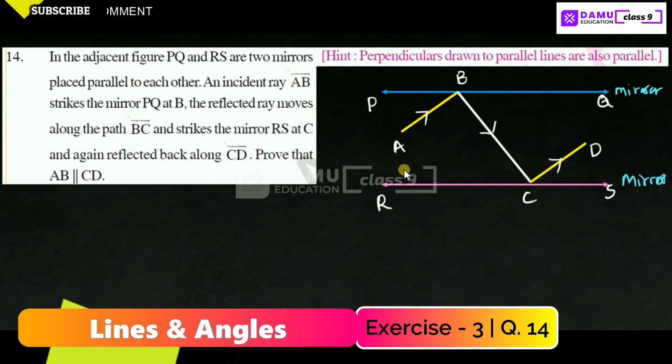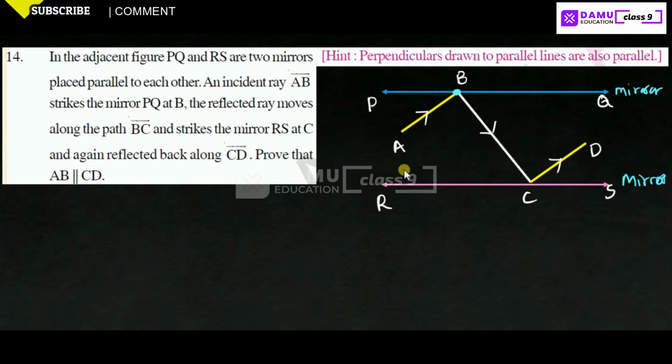An incident ray AB strikes the mirror PQ at point B. So this is the point where it strikes, and the reflected ray moves along the path BC. The reflected ray BC strikes the mirror RS at the point C, and again it is reflected back along CD. So prove that AB is parallel to CD. So what is given, we have to write.